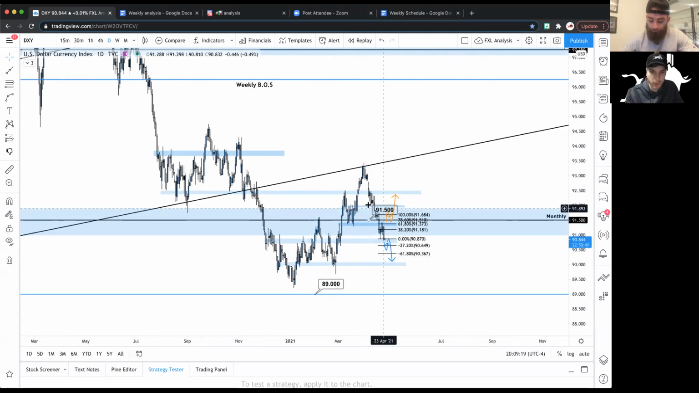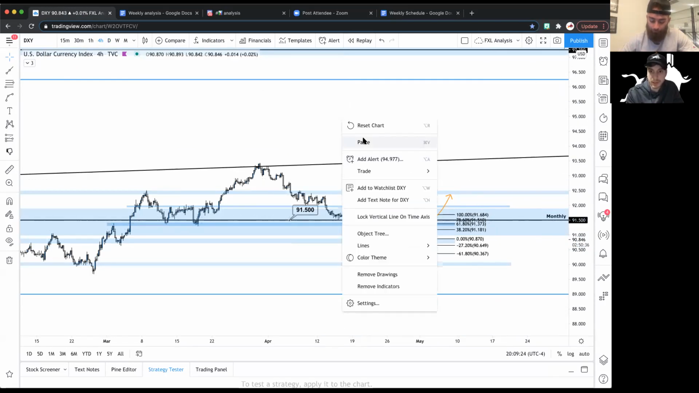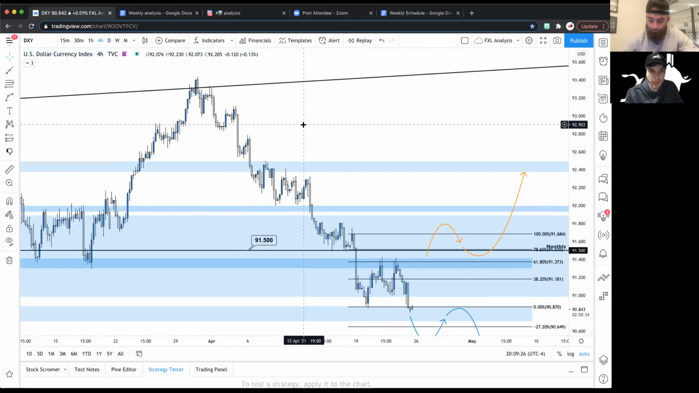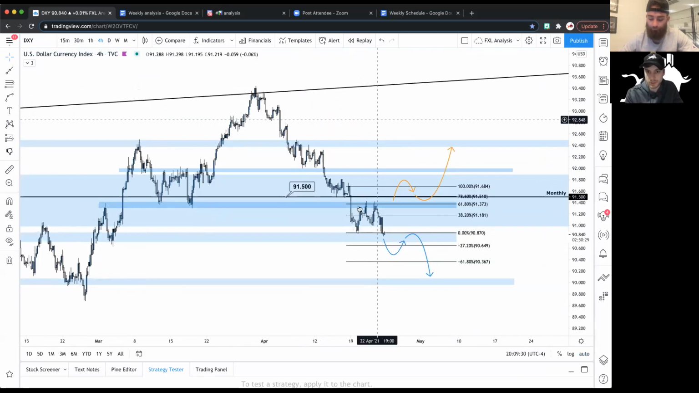So let's go to the 4-hour and see how likely this re-break of this monthly is, and if we're really going to continue down again to new lows, or if this is just some consolidation, or a fake out and we're going to see an upside push.